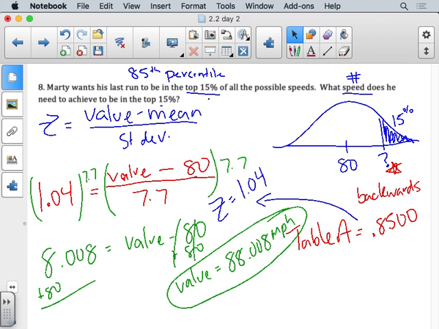So if it gives me a percentage or a percentile, I need to work backwards: go to table A, get the z-score, put it into the formula, and solve for value. Instead of getting my value, getting the z-score, going to table A and getting my answer. So it's just the complete opposite process instead of one way.